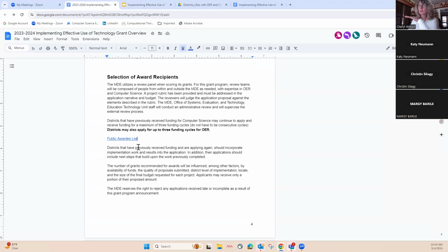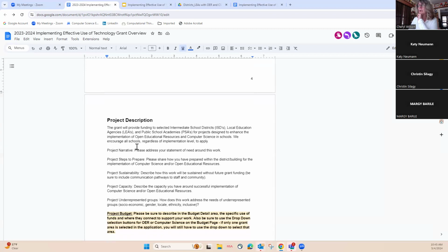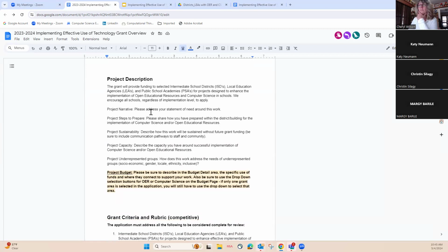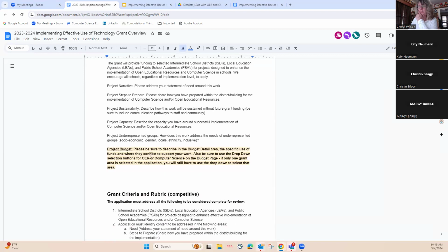So the public awardee list, if you have a question about where your district is at on it, they can go ahead and check that out. There are the 5 different sections that you will need to have some written part of the application. And then there's the budget.